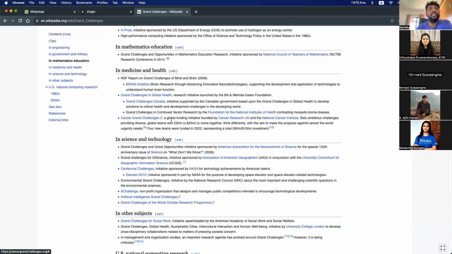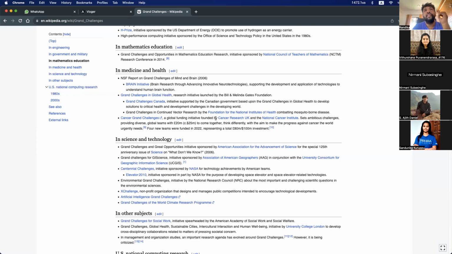For example, the Cancer Grand Challenge, a global funding initiative to set ambitious challenges and provide diverse global teams with 20 million euros to come together, to make progress against cancers, which is urgently needed in the world. Okay, so we have a challenge to fight cancer diseases, and these challenges still remain. We cannot get something that is promising to help with cancer treatment.